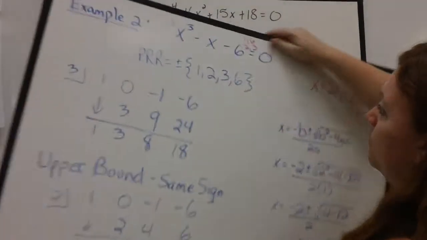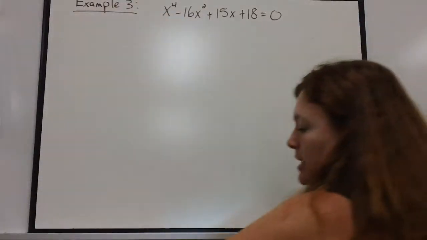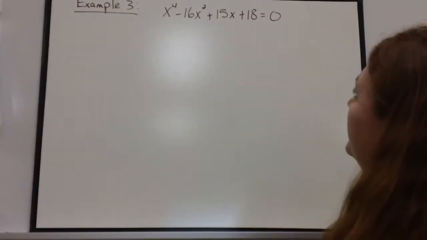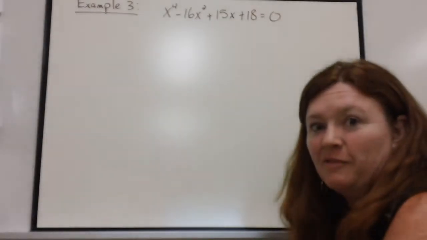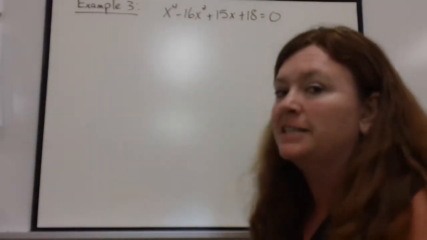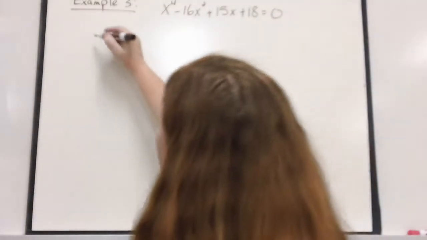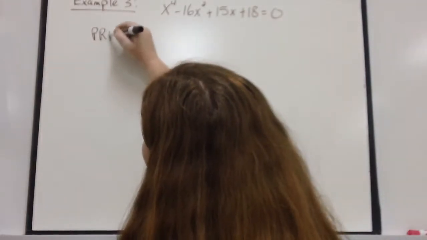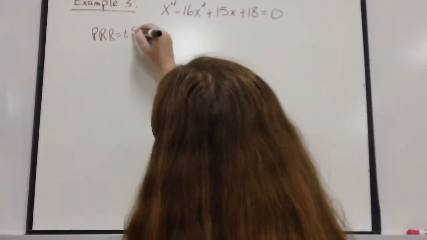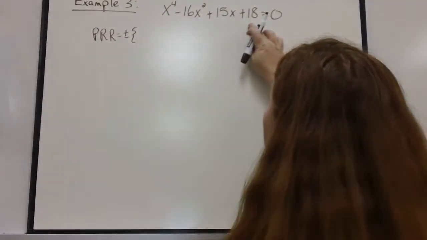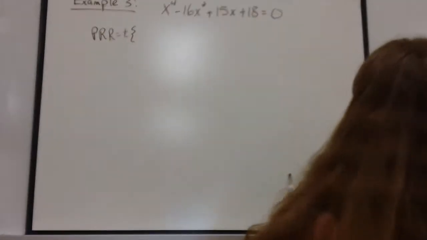All right, let's try one more. Here comes a fun one, x to the 4th, because I've had a few of you asking me about this. Same exact process. Possible rational roots are plus or minus the factors of 18, over the factors of 1. Everything's over 1 again.